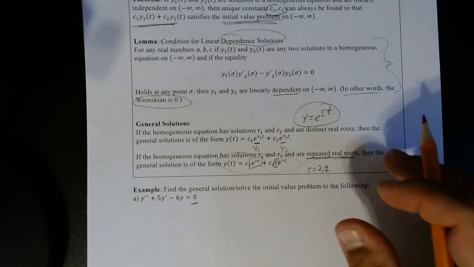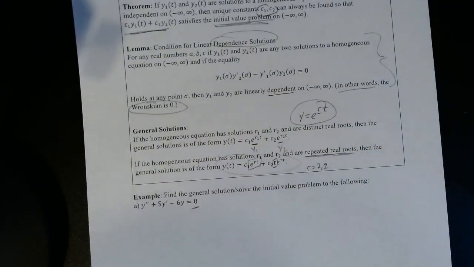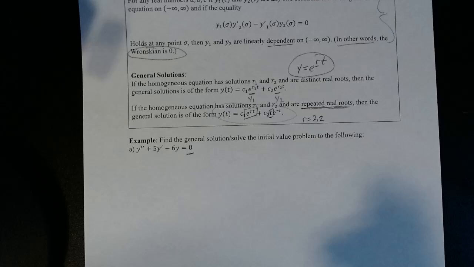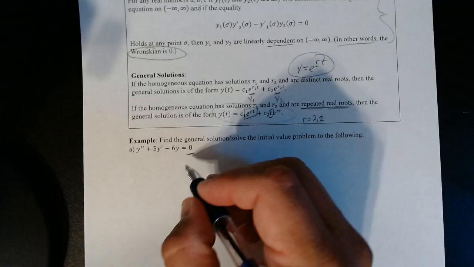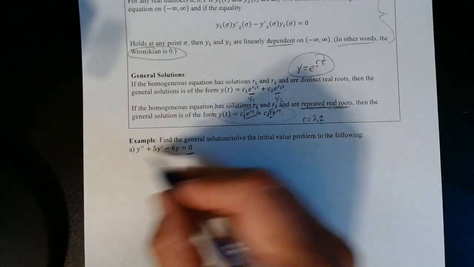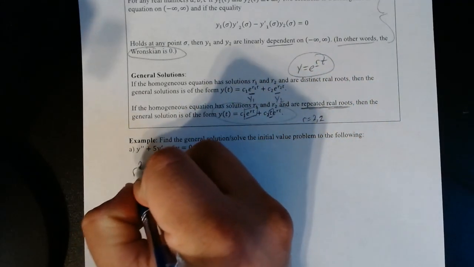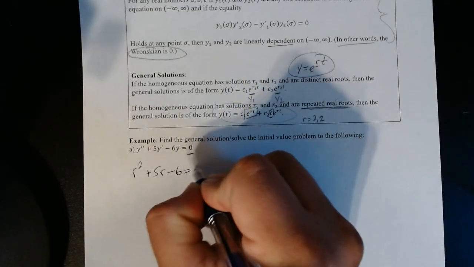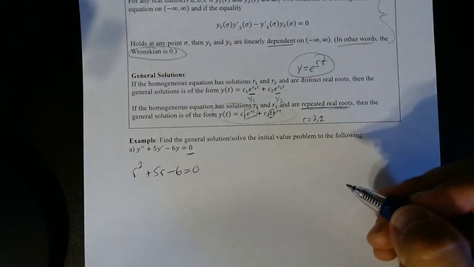Okay. So everything always goes back to factoring. So let's try this example out. Find the general solution or solve the initial value problem for the following. We'll keep going. All right, so first up, this is always going to be r squared plus 5r minus 6 equals 0 to be our characteristic equation.